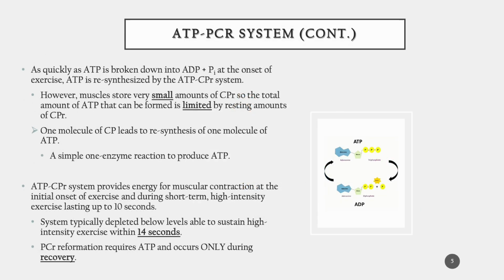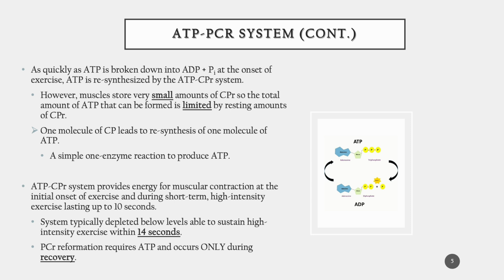As quickly as ATP is broken down into ADP plus P, because we have only 2, at the onset of exercise, ATP is resynthesized by that ATP PCR system. However, muscles store very little amounts of PCR, so the total amount of ATP that can be formed is limited by resting amounts of creatine phosphate. One molecule of phosphocreatine leads to resynthesis of 1 molecule of ATP.